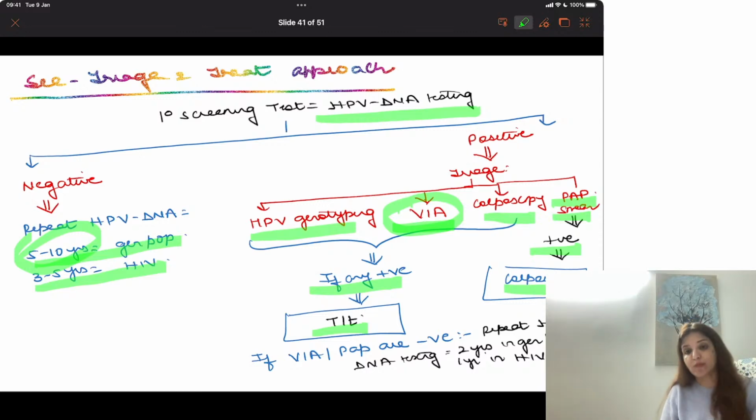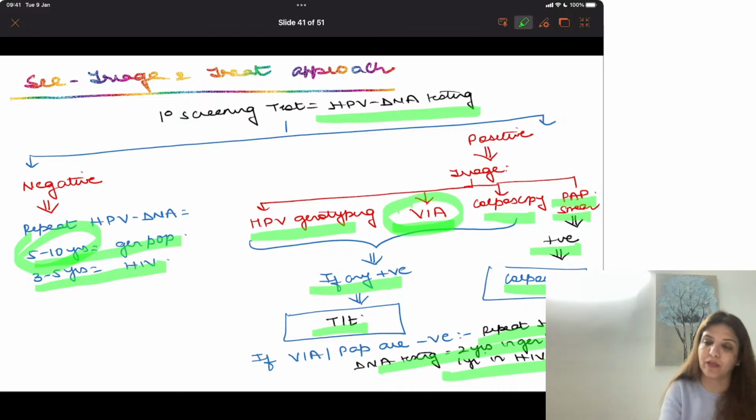But suppose HPV DNA was positive but the secondary screening test is negative. VIA is negative, so I cannot do the treatment. Now in this case, after how many years should I repeat HPV DNA testing? In this case, I should repeat HPV DNA testing after every 2 years in the general population and after every 1 year in HIV positive females.